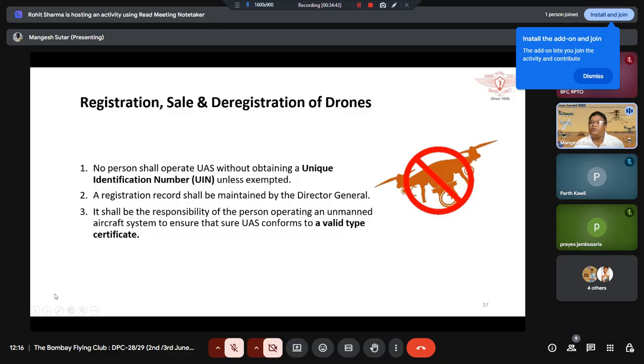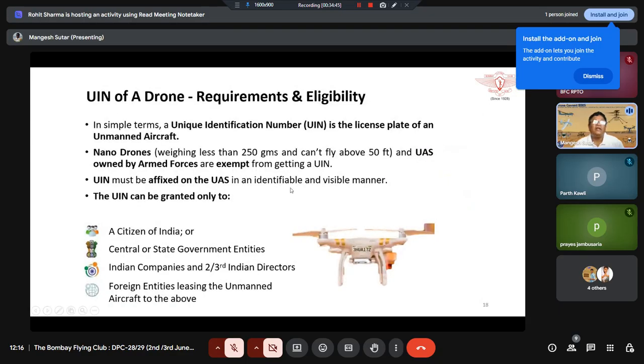Okay, now let's see how to get it registered, or who can get it registered. So, the UIN of a drone: requirement and eligibility. A Unique Identification Number, or UIN, is a license plate of an unmanned aircraft system. Like how our car or bike has a number plate, similarly the drone also has a number plate that is called UIN, Unique Identification Number.